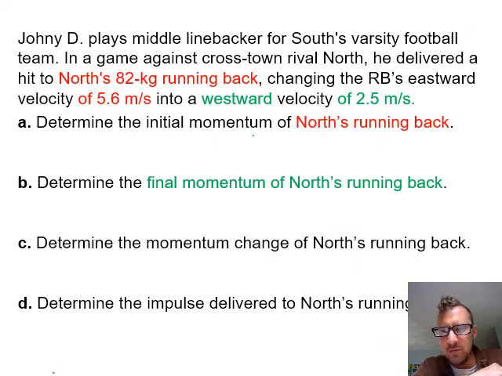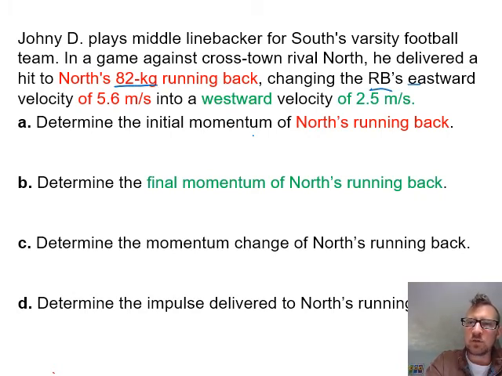So I'm going to go through a couple of the problems that I'll put in forms for when this is done. I'm going to use football again because it's kind of a good analogy. Johnny D's middle linebacker for South's varsity football team in a game against North. He hit North's running back. So North's running back is 82 kilograms, with an eastward velocity of 5.6. So we're going to keep east as being positive. And after the hit, this same running back goes west, which is negative, at 2.5.